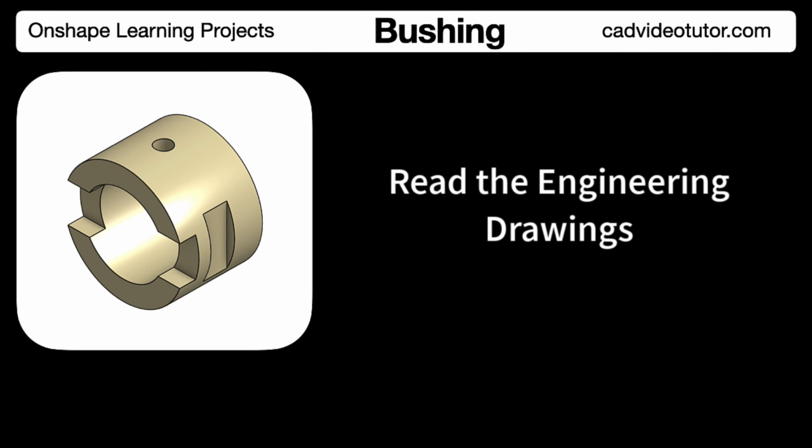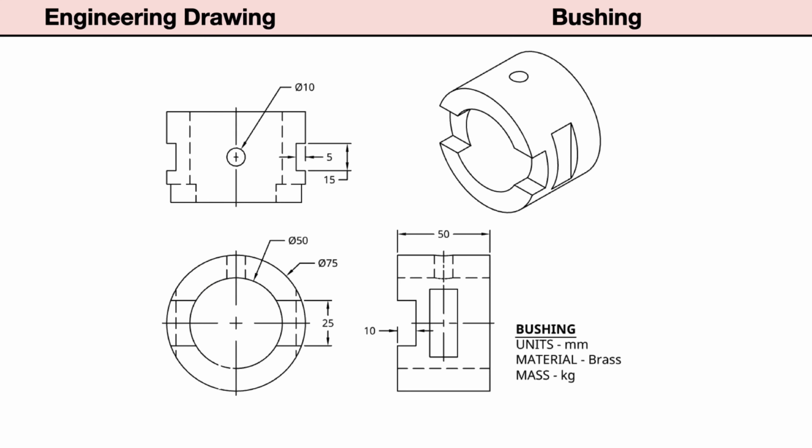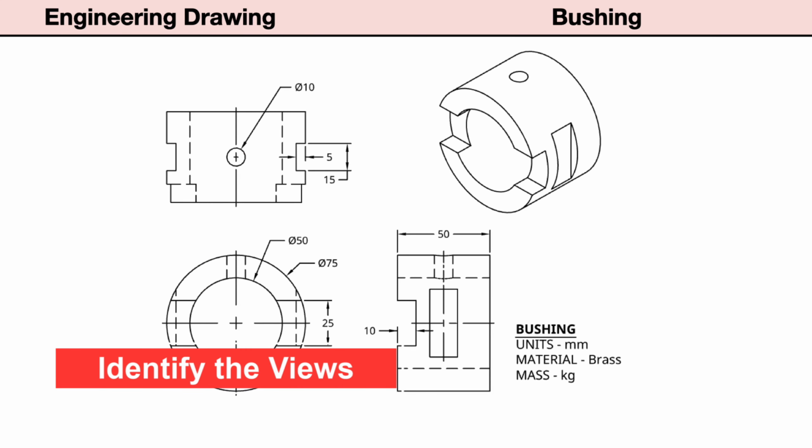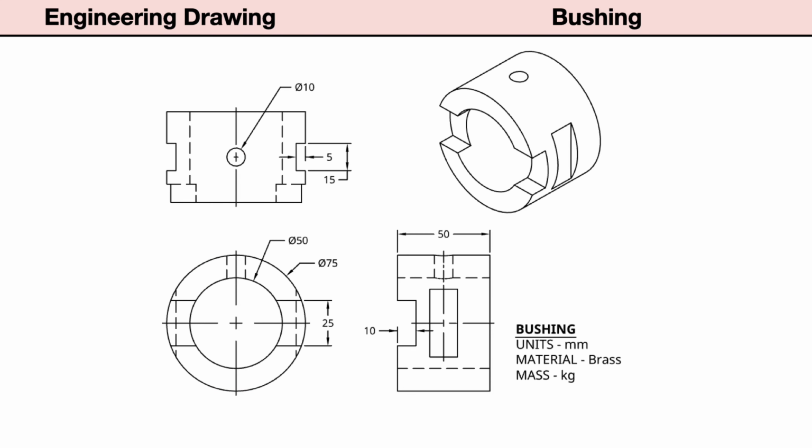In this segment, we will review the engineering drawings for this part called a bushing. We'll start by identifying the views provided in the drawings. This drawing shows 2 standard views used to describe the shape and size of this mechanical part. First, an isometric view shows the shape as a 3D pictorial. The included orthographic view shows 3 principal views.